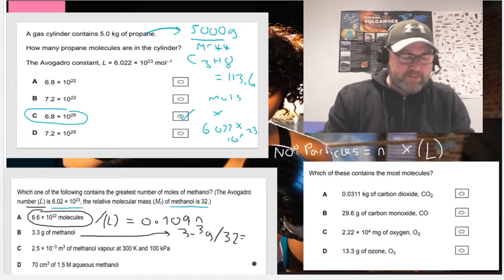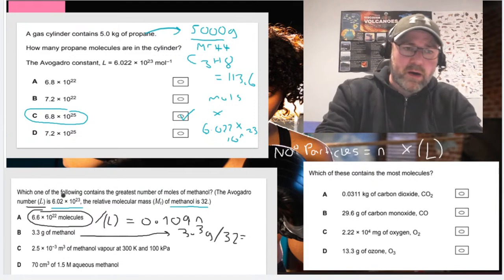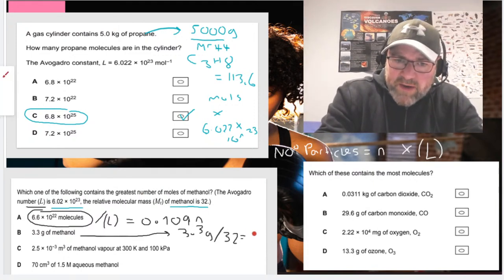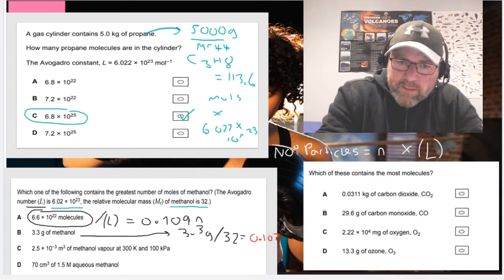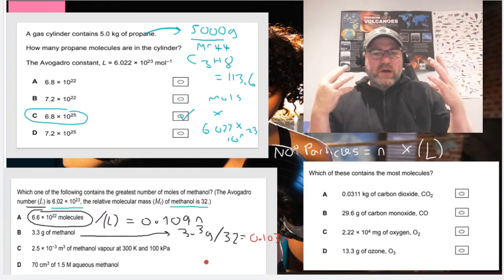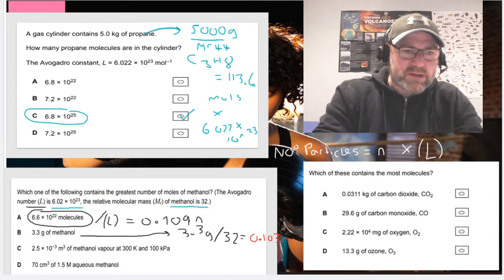So 3.3 divided by 32, which is the MR. So we're doing mass over MR. And we get a smaller number, but it's pretty close, which shows that you've actually got to carry these out. It's 0.103 moles. So it's actually a smaller amount of moles. That's right, Karen. And remember, you wouldn't have a lot of time to do these.